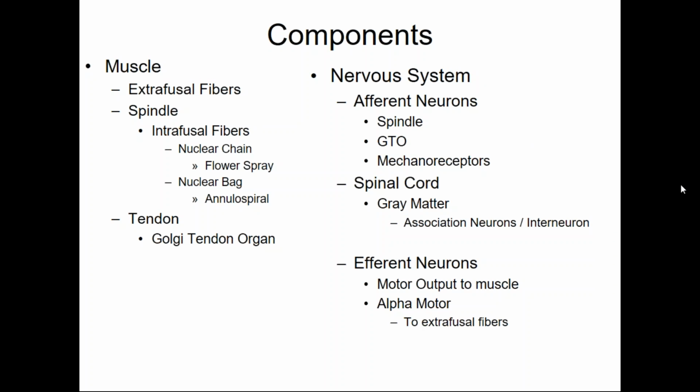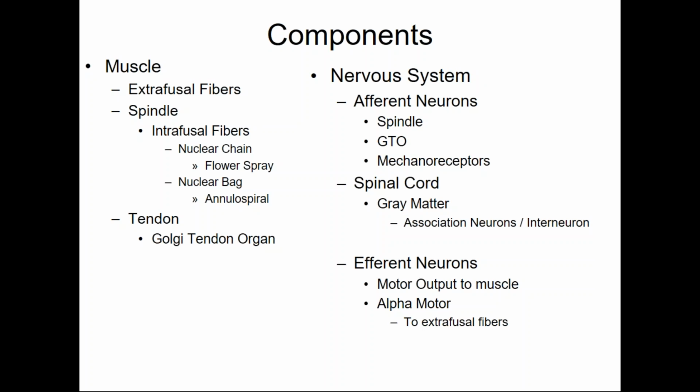If not, we'll move over to the nervous system. So the components you need to know for the nervous system are your afferent neurons. The spindle is the structure that contains the afferent neurons for flower spray and annulospiral. You have the GTO, which is located in the tendon, and then you have mechanoreceptors, which are primarily in high concentrations underneath the skin. However, they are in fact throughout the entire body. You will find mechanoreceptors.